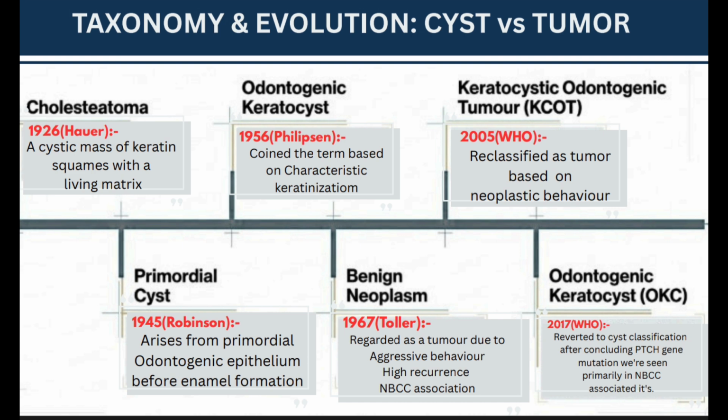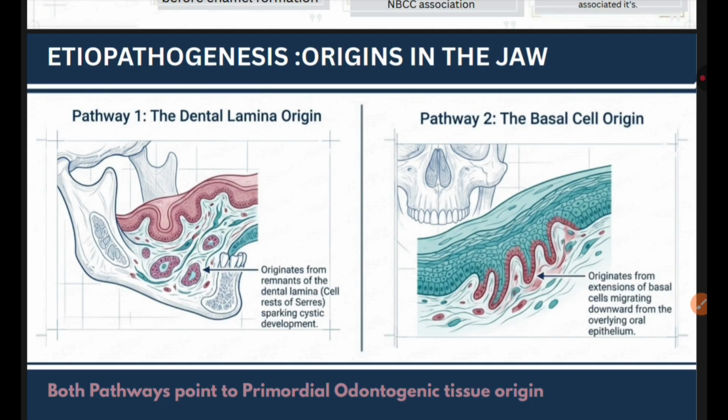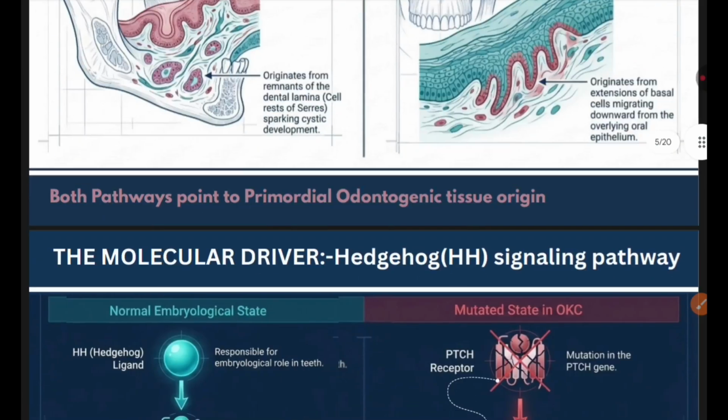What is the etiopathogenesis? First, it arises from the remnants of dental lamina, the cell rest of Serre, or the extension of basal cells from the overlying epithelium. Both pathways point to primordial odontogenic tissue origin.